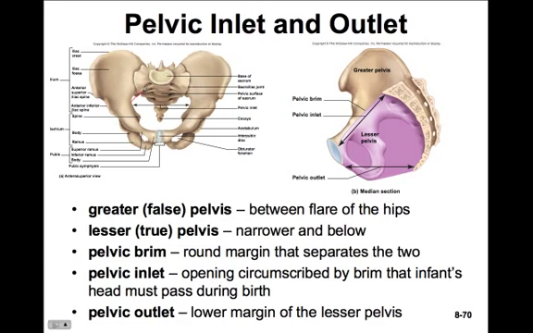The pelvic inlet is this actual opening in here that's circumscribed by the brim. The pelvic inlet is the physical space that the baby's head would pass through during birth, followed by its body. The pelvic outlet is the lower margin of the lesser pelvis. So here you can see the pelvic outlet. It's easy to see this when you have your hands on Hank, our skeleton, and you can really examine the pelvis.